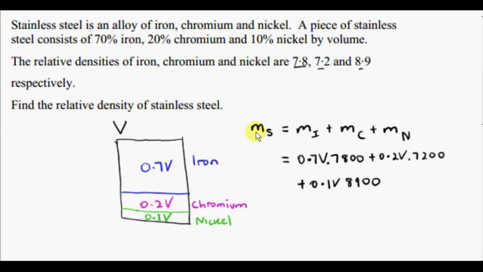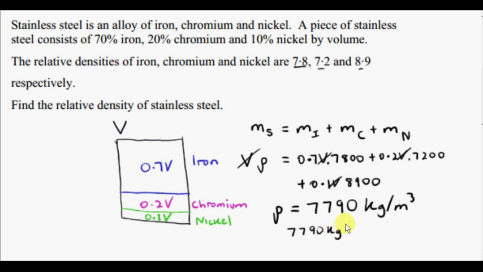Now to get the mass of the steel, we get the volume of the steel, which is V, and multiply it by the density, which is rho. Okay, we don't know what the density of the steel is, but now you can see that we can find it because we divide everything by V. So now we have the density of the steel. It's 7,790 kilograms per cubic meter. Now we want the relative density, so we have to take the density of the steel and divide by the density of water. The units cancel out and we get 7.79. So the density of the steel is 7.79 times the density of water.